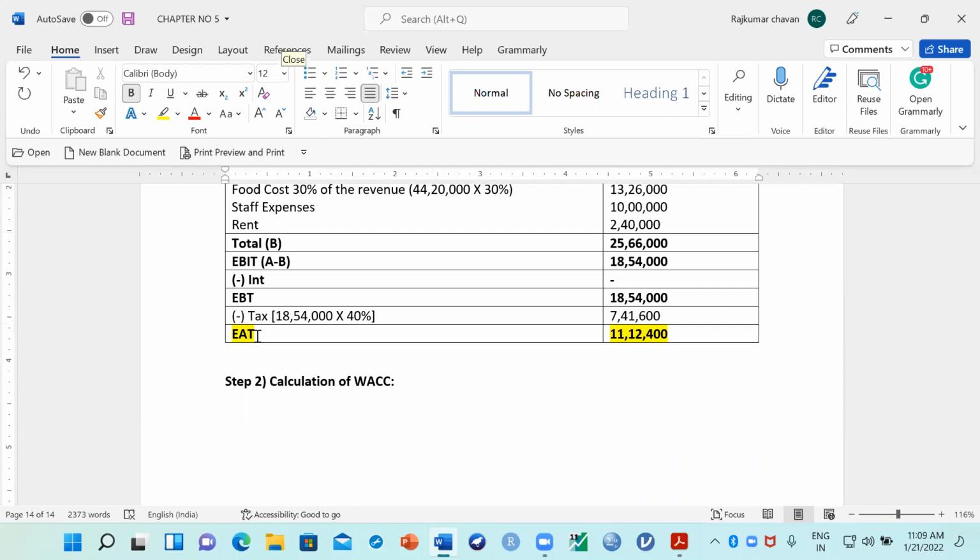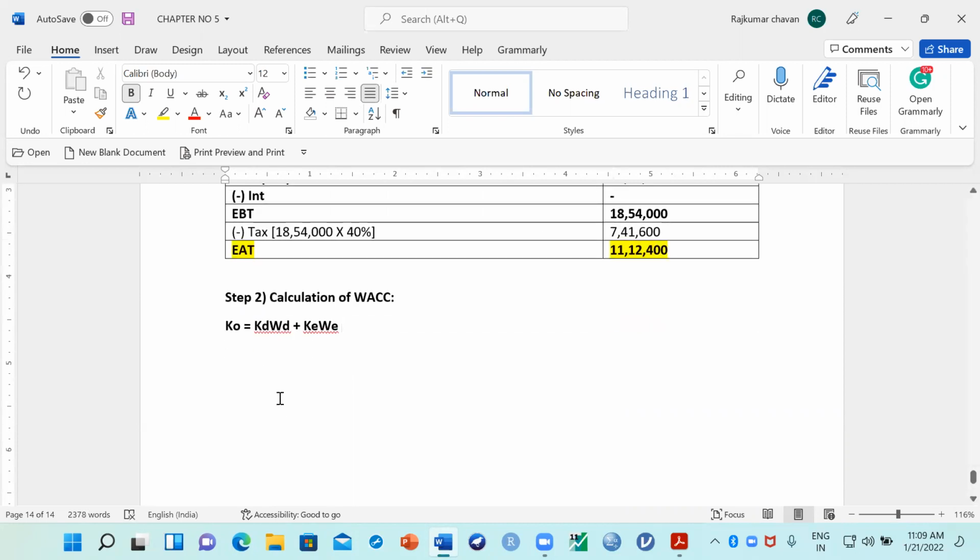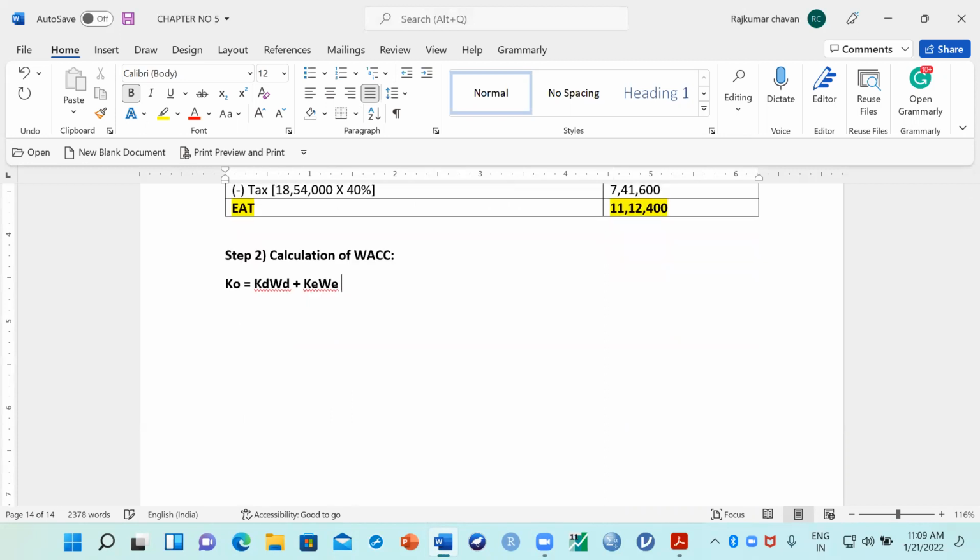Now, what is WACC? Ultimately, it is the total cost of capital. So how do we calculate WACC? KD WD plus KE WE, right? Let us calculate one by one this information. First, we'll calculate the cost of debt. Okay, we can calculate KD.